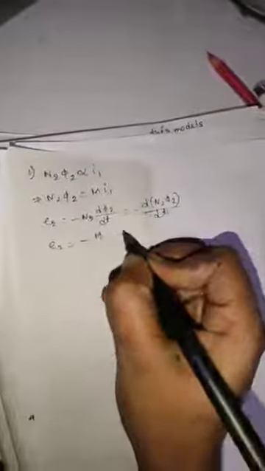Next, E2 equals minus N2 phi 2, which is nothing but M I1, right? So it will be M di1 by dt. So this is the answer for question number 1. So from here, this is I1, so option B is correct. Okay, so coming to the next question.